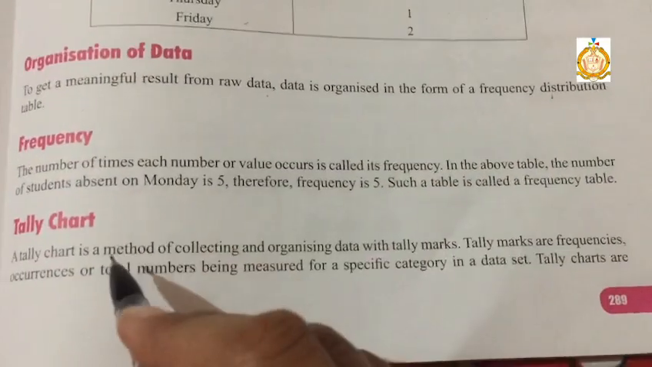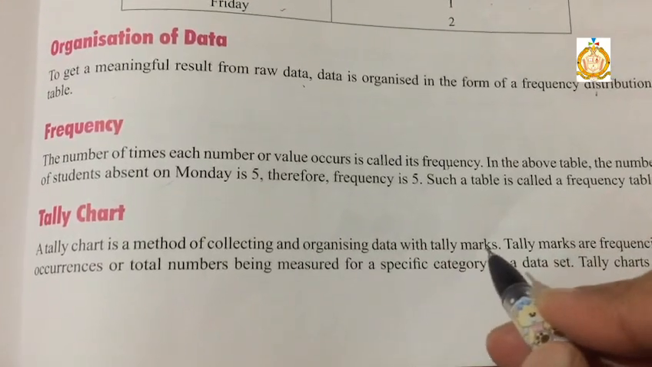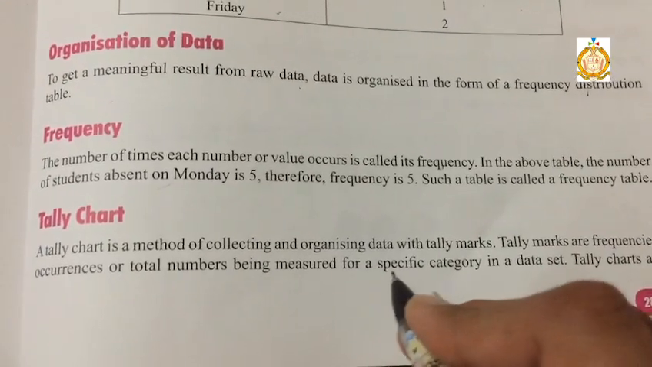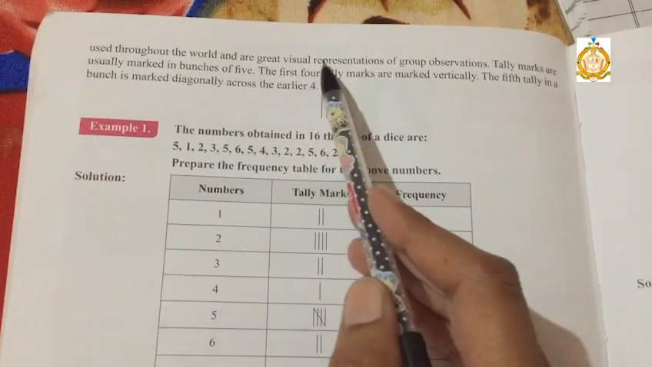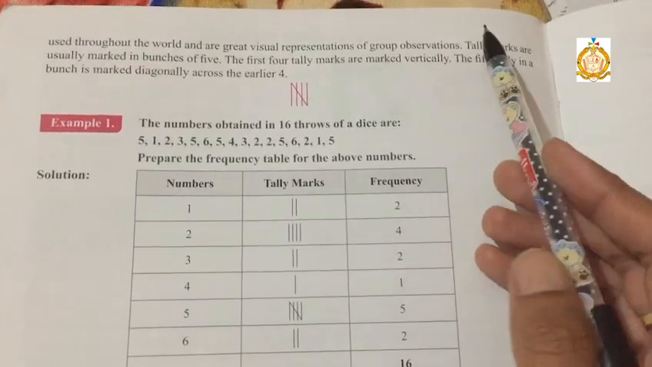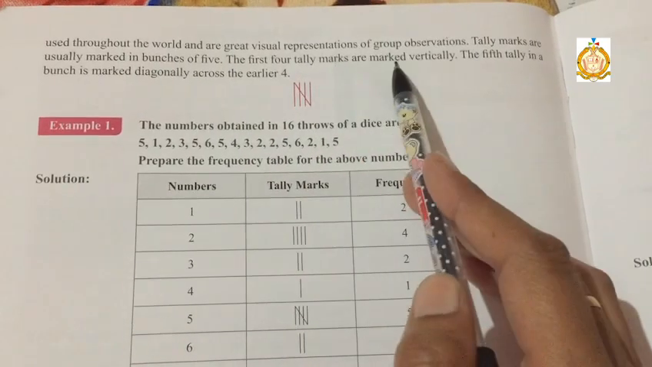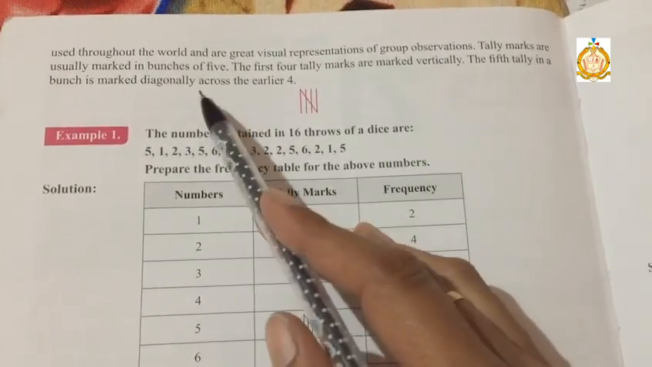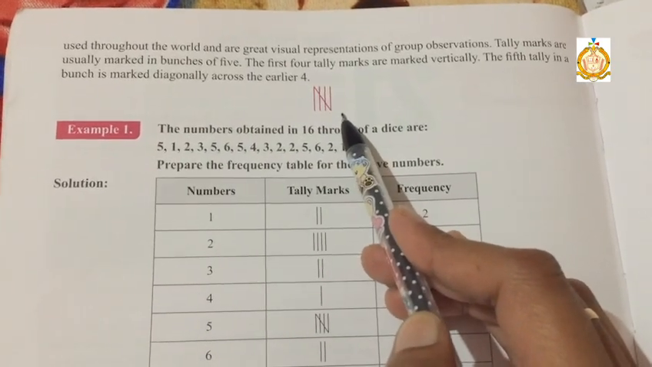Next is the tally chart. A tally chart is a method of collecting and organizing data with tally marks. Tally marks are frequencies, occurrences or total numbers being measured for a specific category in a data set. Tally charts are used throughout the world and are great visual representations of group observation. Tally marks are usually marked in bunches of 5. The first 4 tally marks are marked vertically. The 5th tally in a bunch is marked diagonally across the earlier 4. This is the representation for the 5th tally.